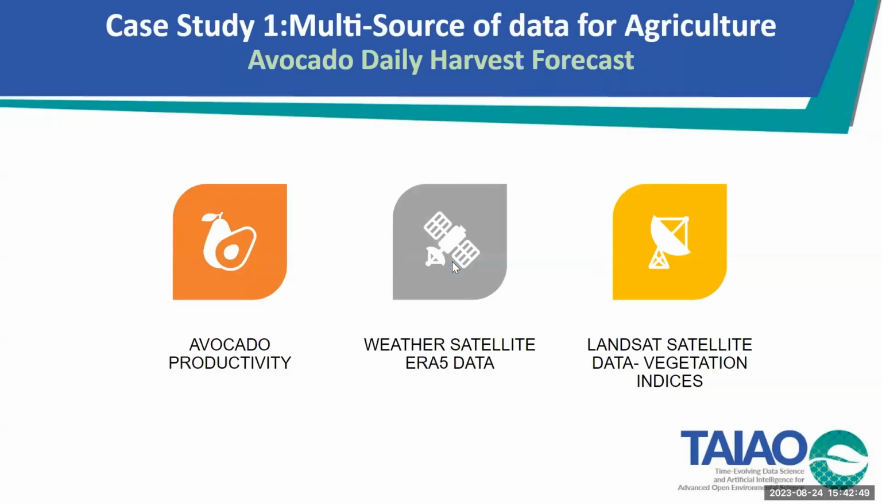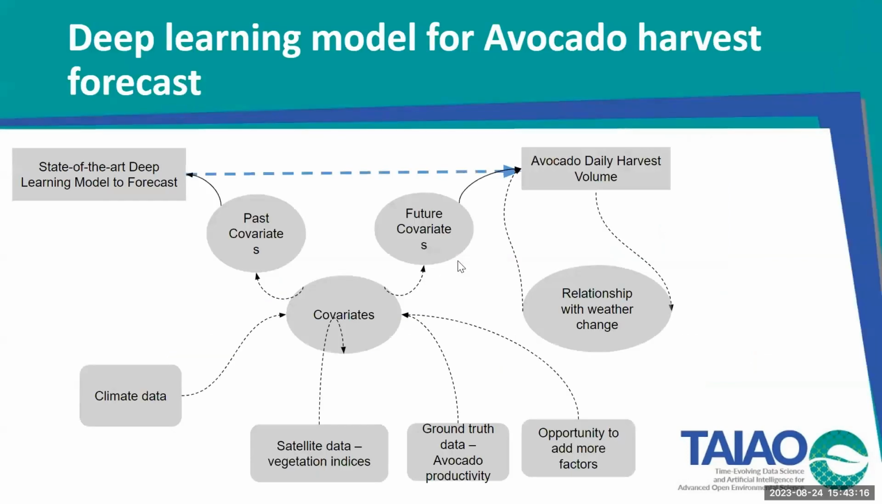So my first case study is multi-source data analysis for agriculture. Here I'm doing avocado daily harvest forecasting, where I'm using avocado productivity data. Then I'm getting weather data from ERA5 and also extracting vegetation indices from Landsat, because my data is old data. So Landsat is giving me all the vegetation indices. I'm developing a deep learning model which could forecast avocado yield on a daily basis using all the environmental factors as my covariates. Some of them I'm using as past covariates, some of them as future covariates.